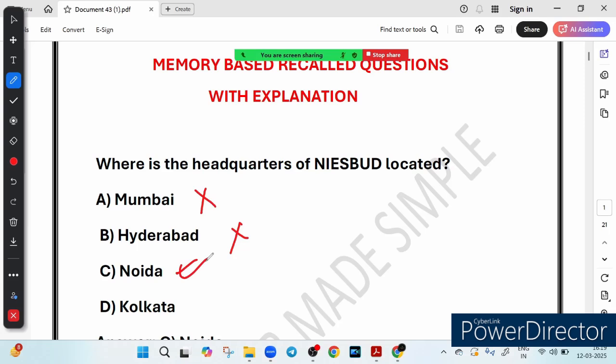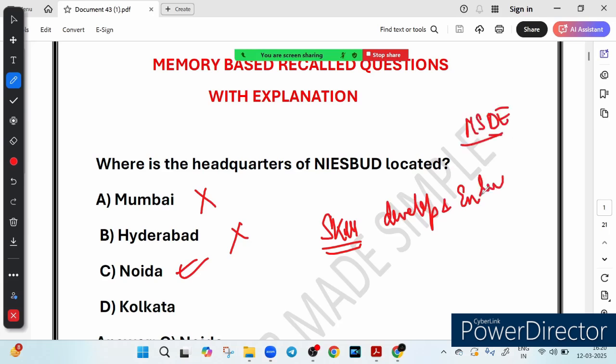So the headquarters of NIESBUD is in Noida. It is an apex body under the Ministry of Skill Development and Entrepreneurship. We call it MSDE, the Ministry of Skill Development and Entrepreneurship, that promotes entrepreneurship and skill development. Kolkata is also an incorrect answer.